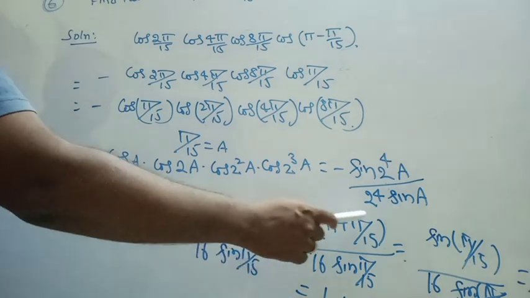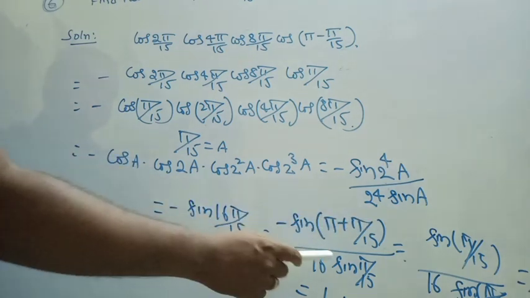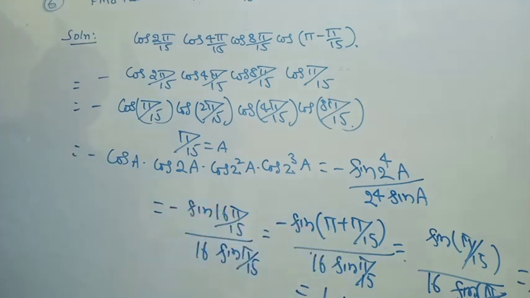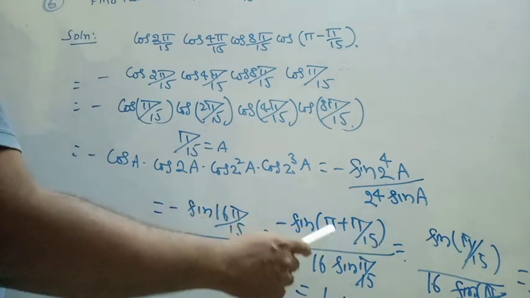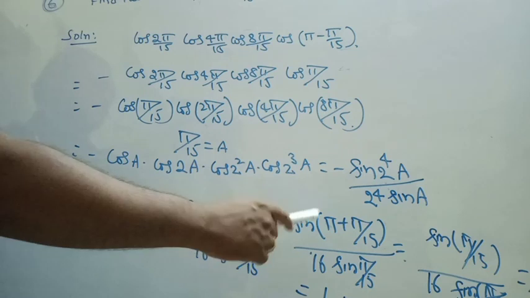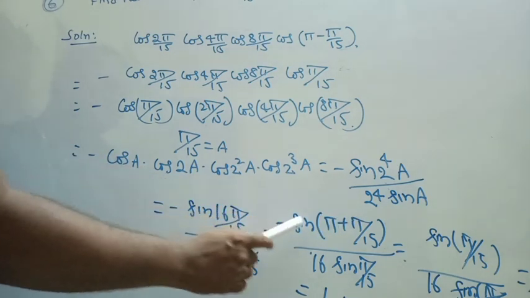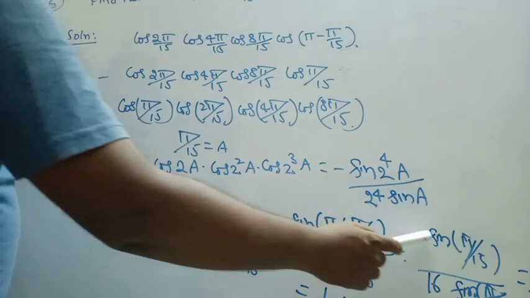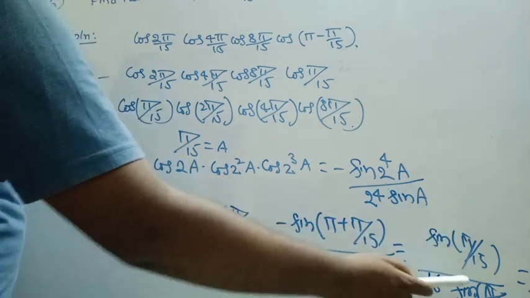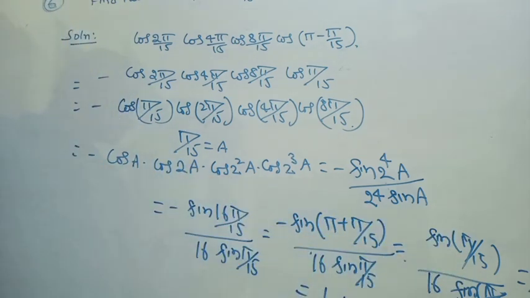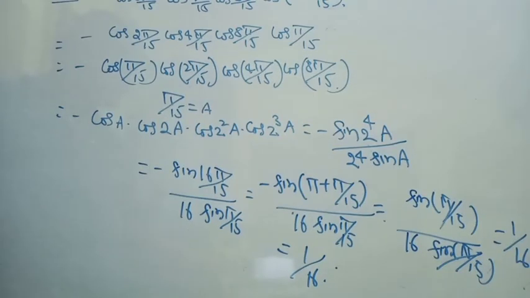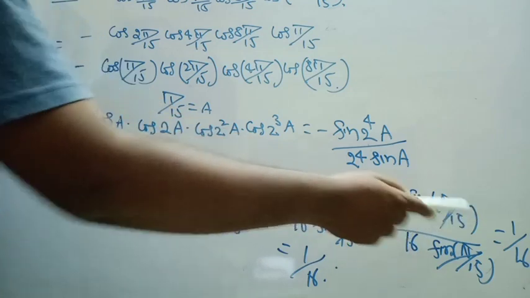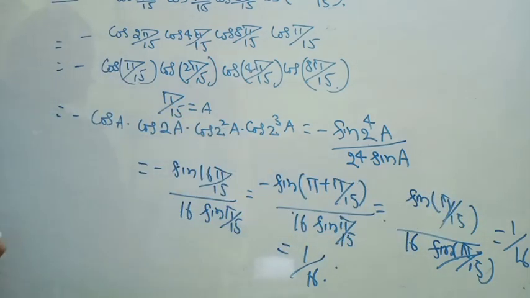Now we can write sin 16 pi by 15 as sin of pi plus pi by 15, by 16 into sin pi by 15. And sin of 180 plus theta is minus sin theta. That minus into minus gives plus, and you are going to get sin pi by 15 by 16 sin pi by 15. If it cancels like this, we have 1 by 16.